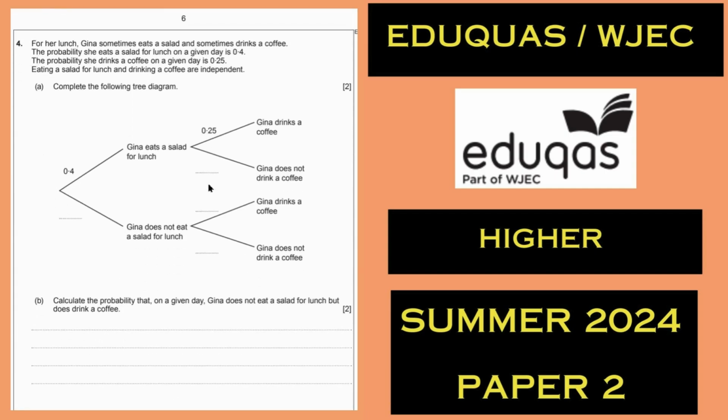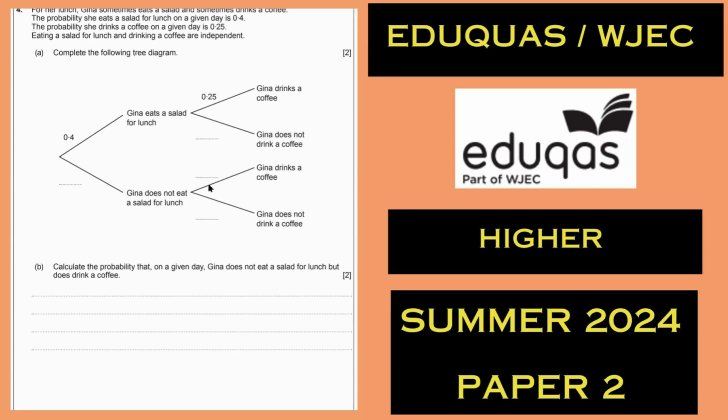Good old standard probability trees. Each split must add up to 1. In it goes. Feel free to read the typical Eduqas waffle. I'll not bother. 0.75, 0.25, and there we go.